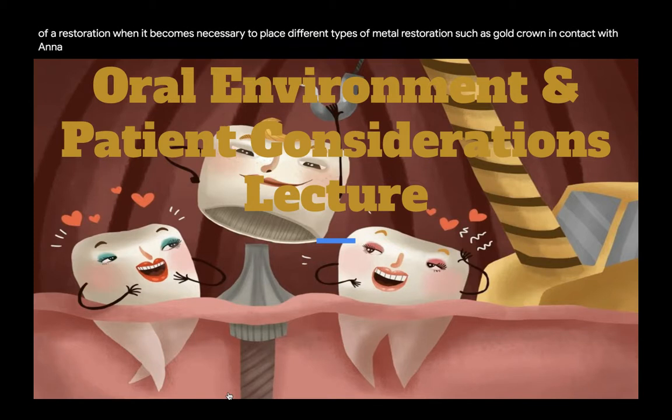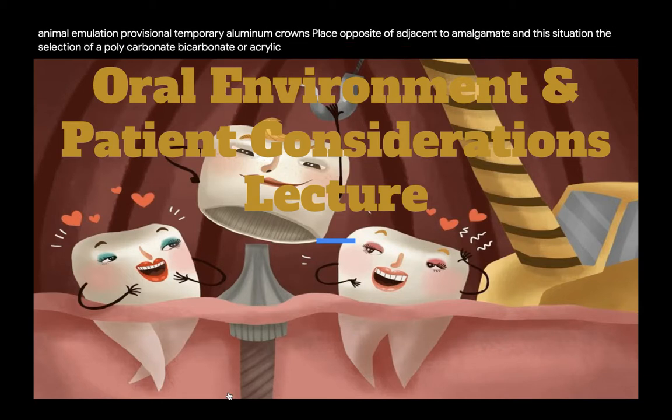When it becomes necessary to place differing types of metal restoration, such as a gold crown, in contact with an amalgam restoration, insulation under the restoration in the form of bases or liners can help lessen the stimulation. Provisional temporary aluminum crowns placed opposite or adjacent to amalgams or metal crowns can also cause this phenomenon. In this situation, the selection of a polycarbonate or acrylic provisional crown would be a better choice. In time, the galvanic stimulation will fade as oxides form on the surface of the metal, acting as an insulator against the galvanic current.